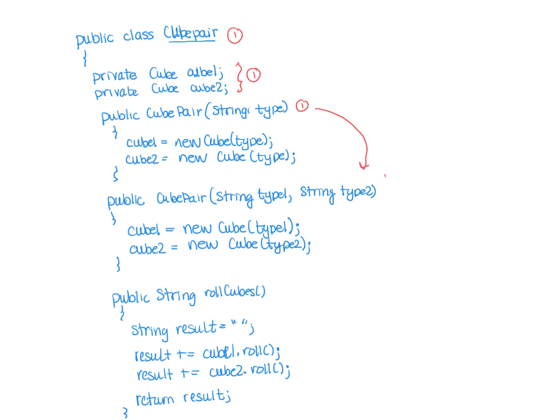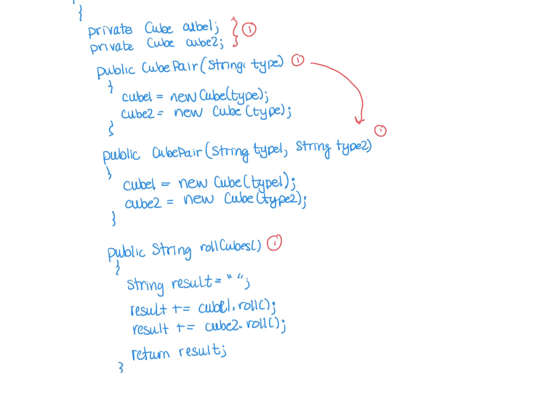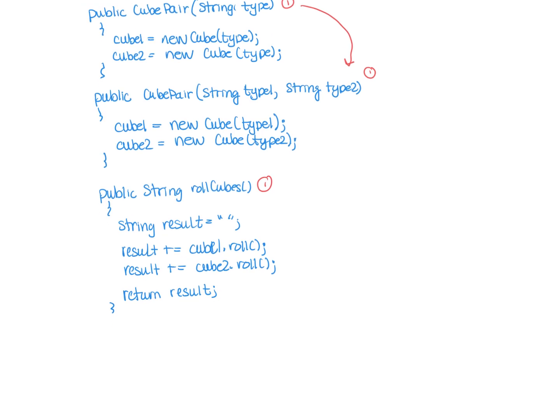So you get 1 point for this assigning everything correctly. The fifth point comes from the method header for rollCubes. The sixth point comes from creating the result, right here, rolling the 2 dice, and then the last one is returning the result.